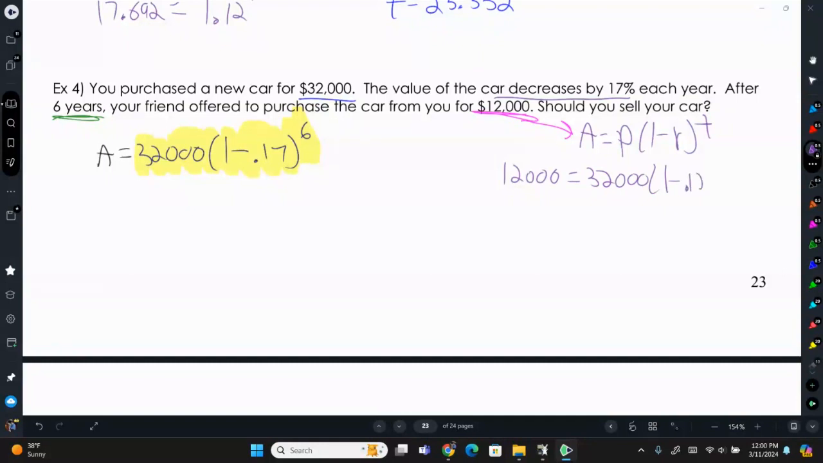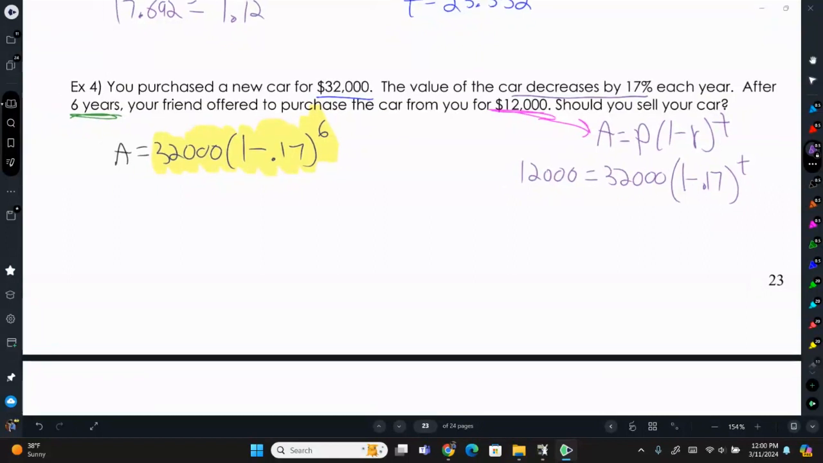If we do it the other way and say, okay, when is it going to be worth $12,000? 1 minus 0.17 to the t power. Yes, we could figure that out, but we have to divide both sides by 32,000. Then we have to do the log. But the way I'm doing it on the left, we get the answer in one step. So I'm just going to type that into my calculator off screen. 1 minus 0.17 raised to the 6th power.